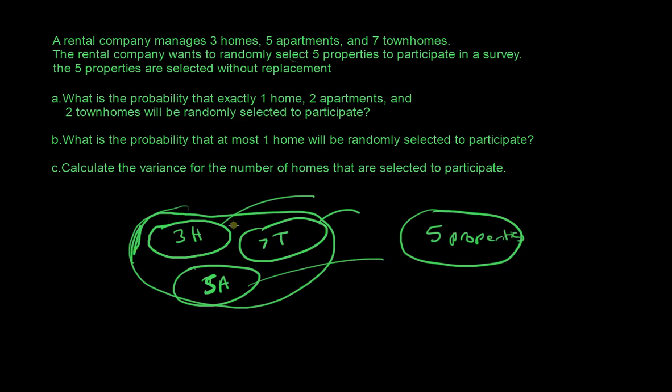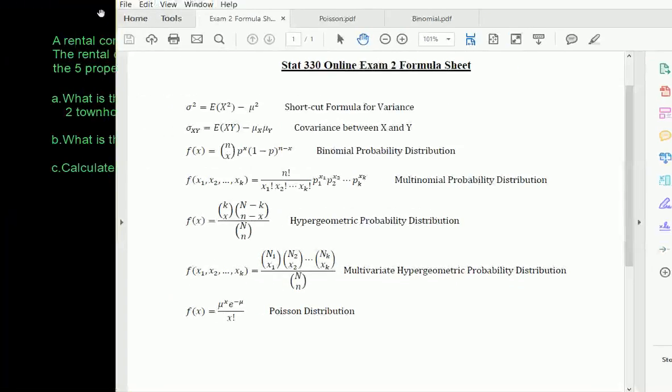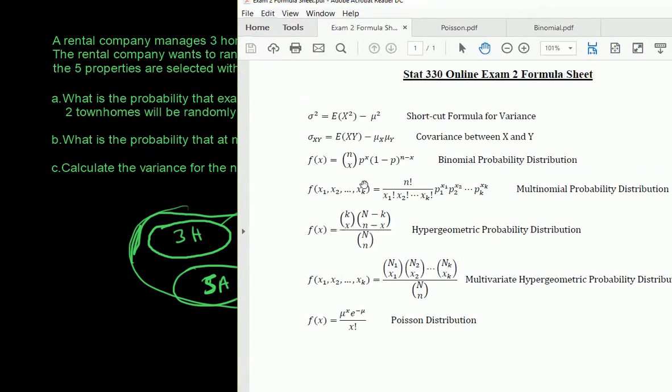Since you have 3 different types of objects, this is multivariate. Now, it's multivariate hypergeometric, right? It's not multinomial. So let me go to my exam formula sheet. So this is the multinomial probability distribution function. It's not this one because we are sampling without replacement. If you were sampling with replacement, then you could use this, right? But because it's without replacement, it's not this. Rather, it is the multivariate hypergeometric because we are sampling without replacement.